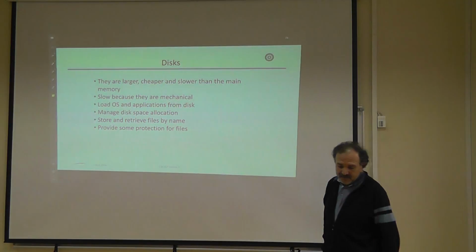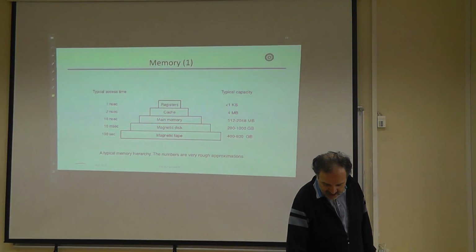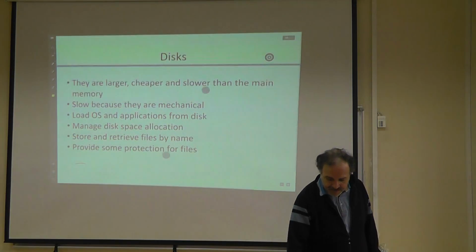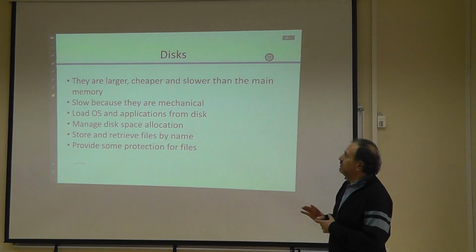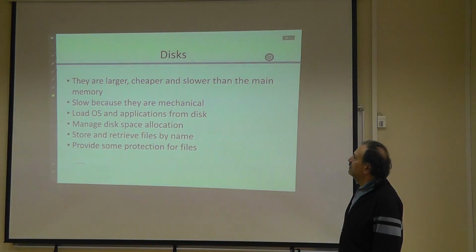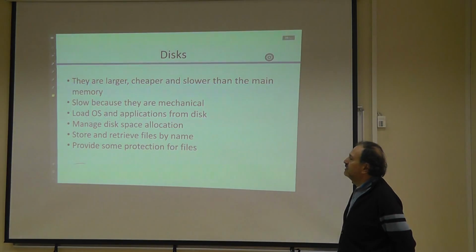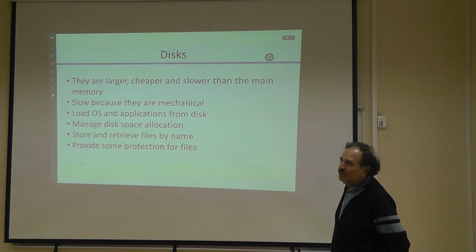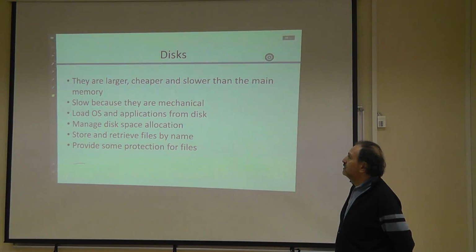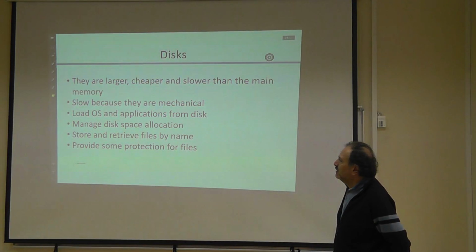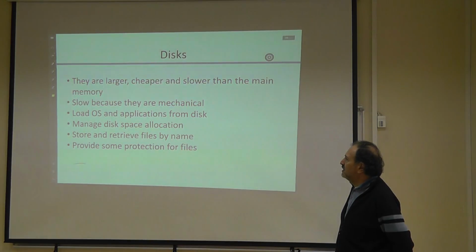Okay, so we are looking at this: registers, cache, memory, and the disks. We know they are larger and cheaper, but they are slow, because they are mechanical. Nowadays, we are not using mechanical disks much. We are using solid state devices like flash drives. Even though they are not mechanical, they are still slower, because of their architecture, their physical nature.